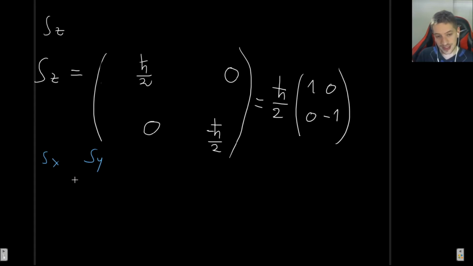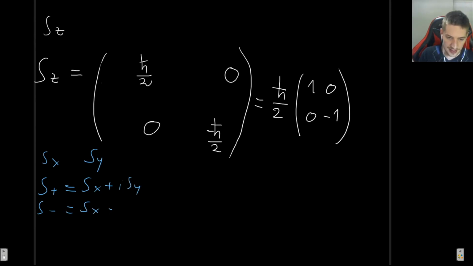We could find it, but the easiest way to proceed is to instead find the S plus and S minus operators and then use those to find S_x and S_y. And why is that easier? Because S plus is S_x plus i S_y, and S minus is S_x minus i S_y. So we can use these two equations.